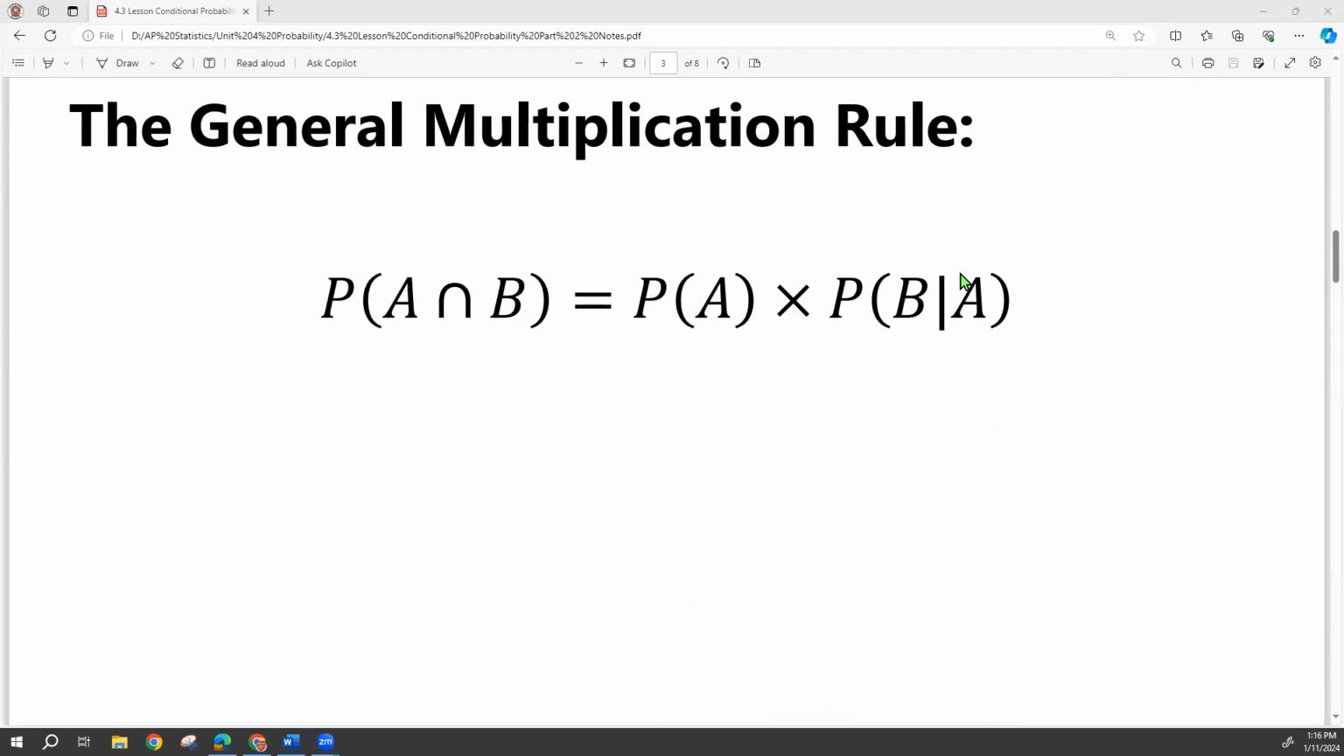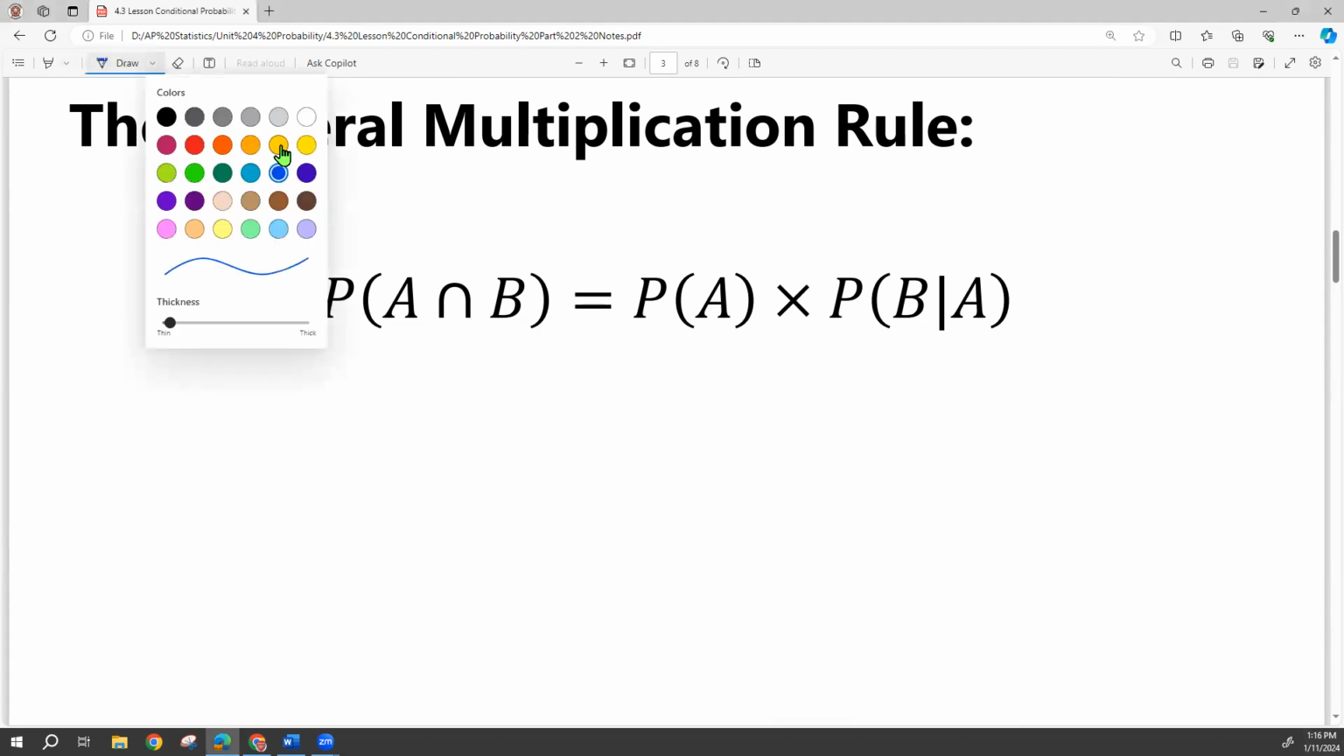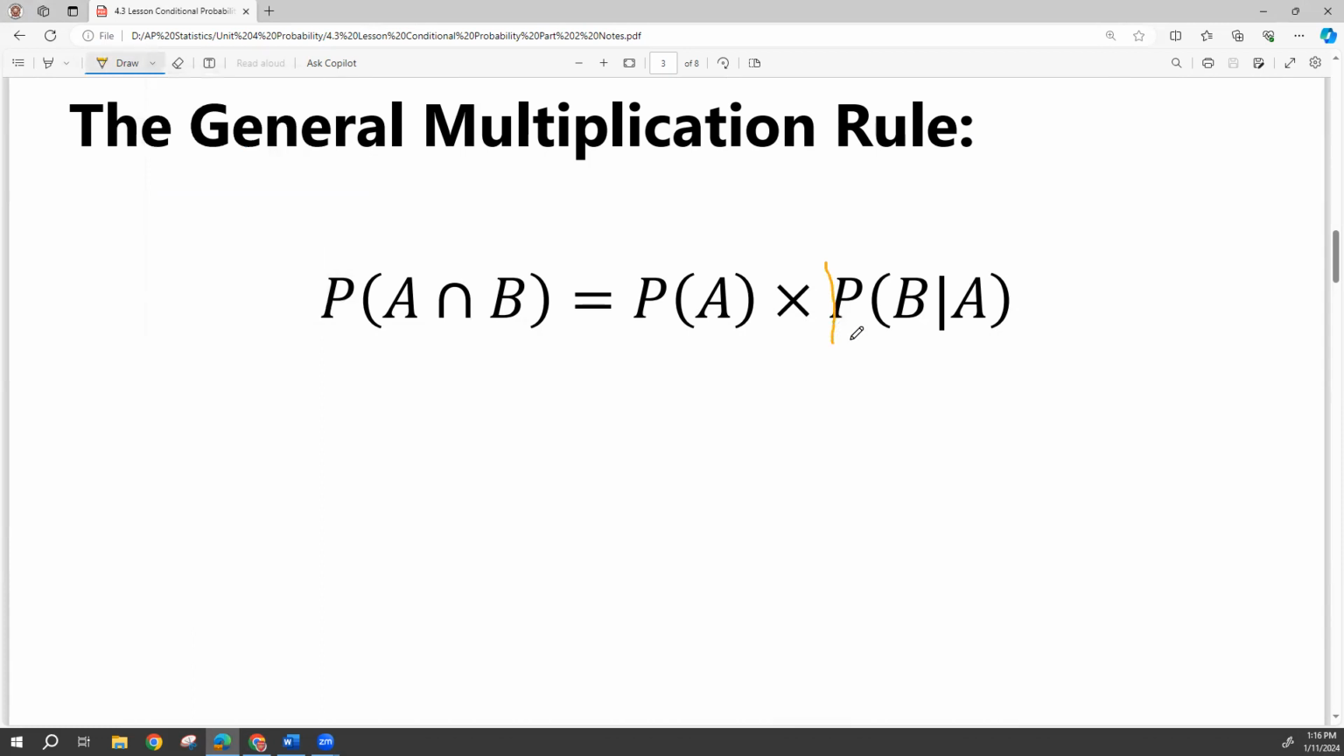So in the last lesson, I showed you a formula for conditional probability that showed how we would calculate this piece of the equation. And so all this equation is a sort of algebraic manipulation to isolate the probability of event A and event B happening, which gives us our multiplication rule.